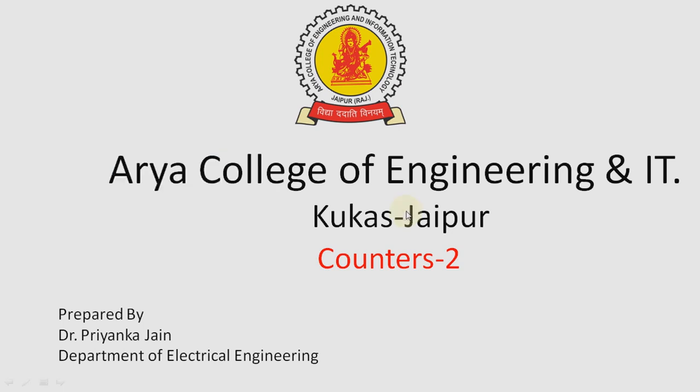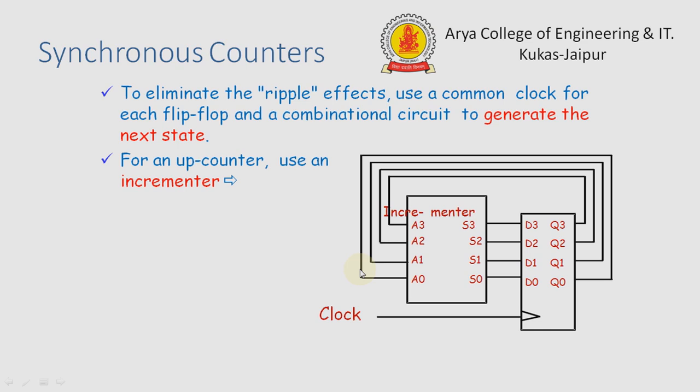Hello students. In previous lectures we studied counters and two types of counter. A counter is basically used to count digits, and there are two types: asynchronous counter, which is also known as ripple counter, and synchronous counter. So in today's lecture we study the synchronous counter.